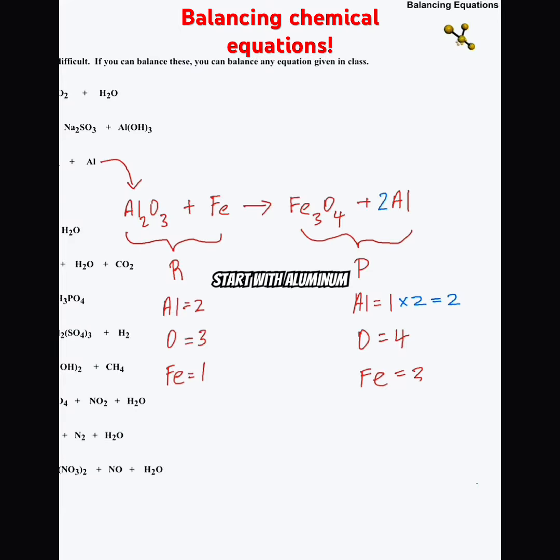We start with aluminum, and we balance aluminum by finding the lowest common factor that can make both sides equal, and we insert that factor as the coefficient of aluminum. We repeat this for the remaining elements. So for iron, we insert a 3 to balance.